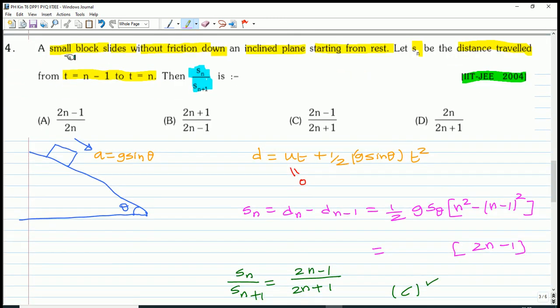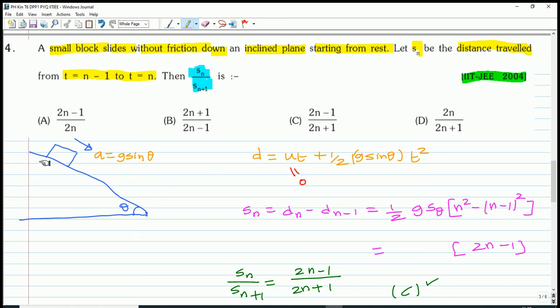This is the next question. A small box slides without friction down an inclined plane starting from rest. So the initial velocity is 0. Let Sn be the distance travelled from time t equal to n minus 1 to n. So Sn is the distance travelled in the nth second. Nth second is starting from n minus 1 second to n second, like the first second is starting from 0 second to 1 second. Then we have to find the ratio of Sn divided by Sn plus 1.